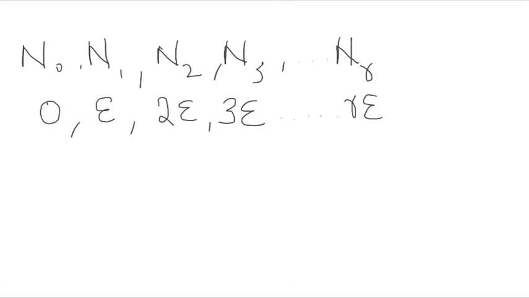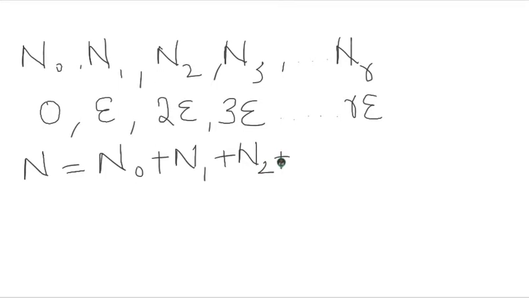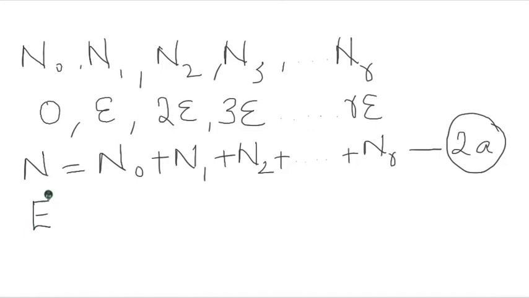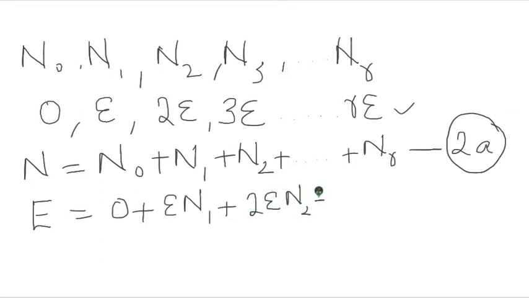So what will the total number be then? It is a total of N0 plus N1 plus N2 plus etc. Nr. Let this be equation 2a. And what will be the total energy therefore? This will be the sum of all these energies. So 0 plus epsilon is the energy of the N1 oscillator. Okay, so total energy will be given by epsilon into N1 plus, for the second oscillator, 2 epsilon into N2 plus etc. r epsilon into Nr. Call it equation 2b.